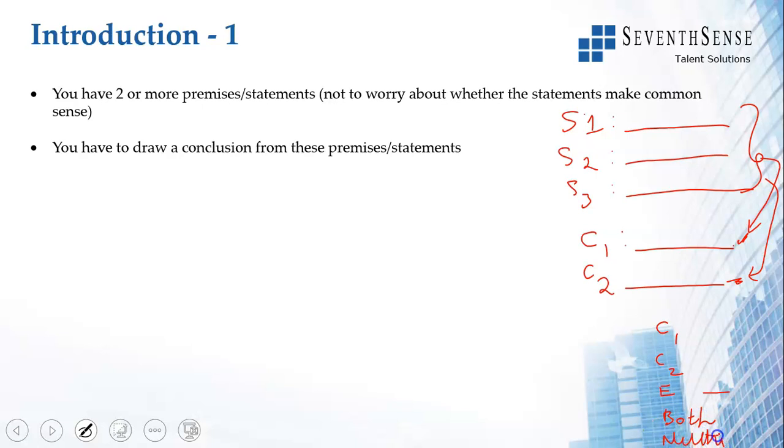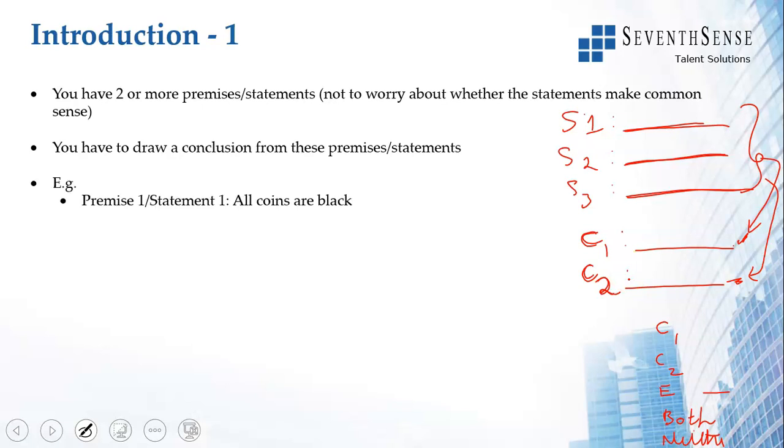Do not worry about this. But what does syllogism mean? You will have two or more statements, and from those statements you will have to draw some conclusions. They would have given the conclusions also. They will ask you to see whether these conclusions are valid or not. Let us look at some examples.